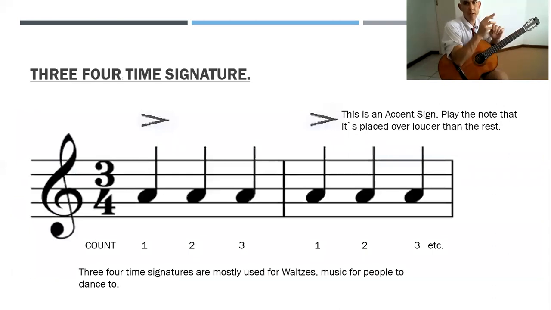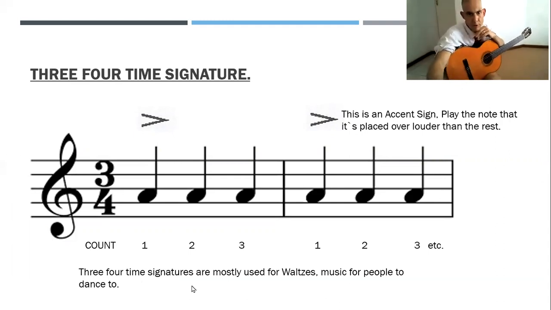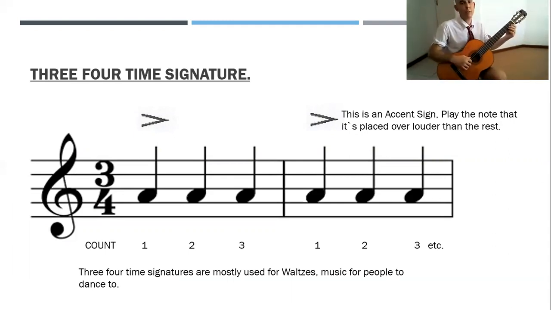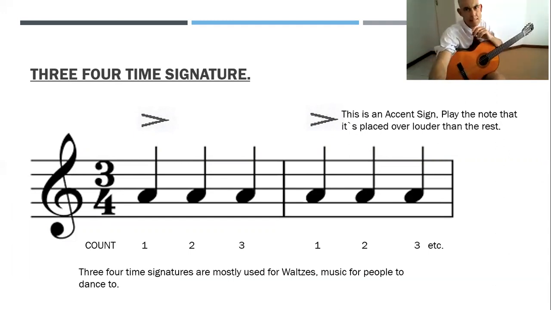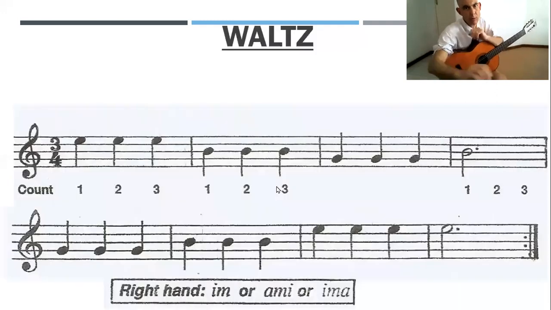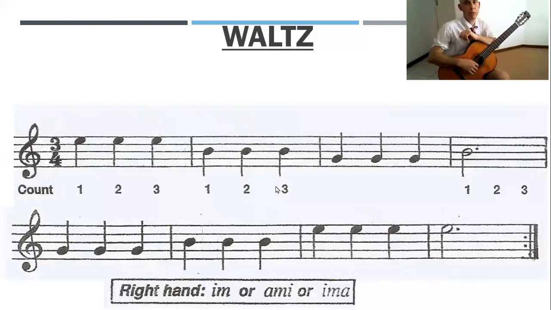Three-four time signature. The 3-4 time signature is used for waltzes, music for people to dance to. 1, 2, 3, 1, 2, 3. This is a waltz. 1, 2, 3, 1, 2, 3.